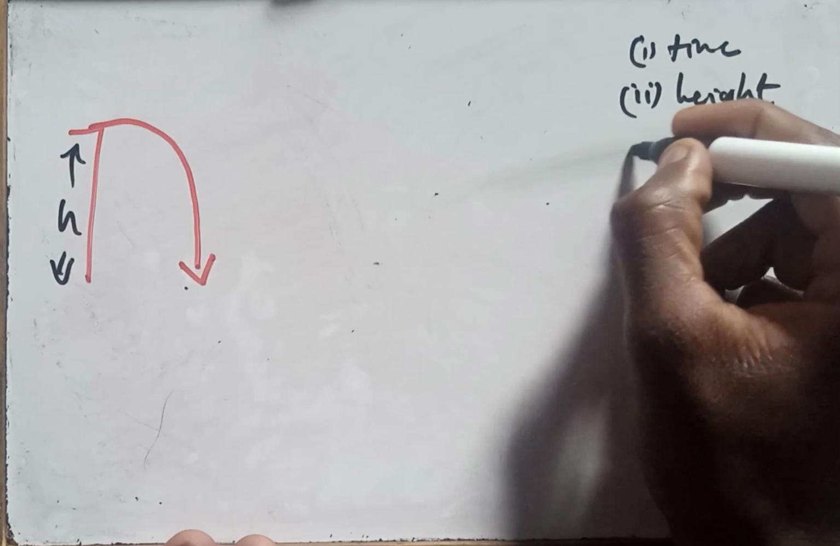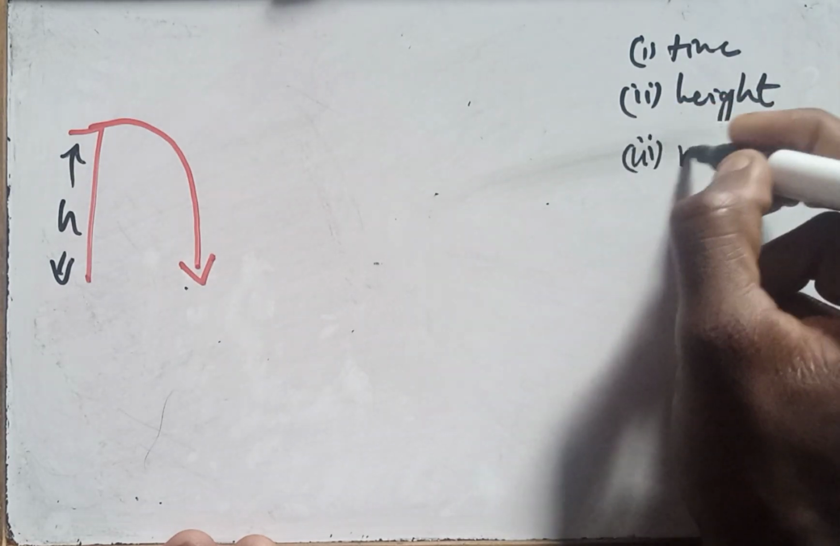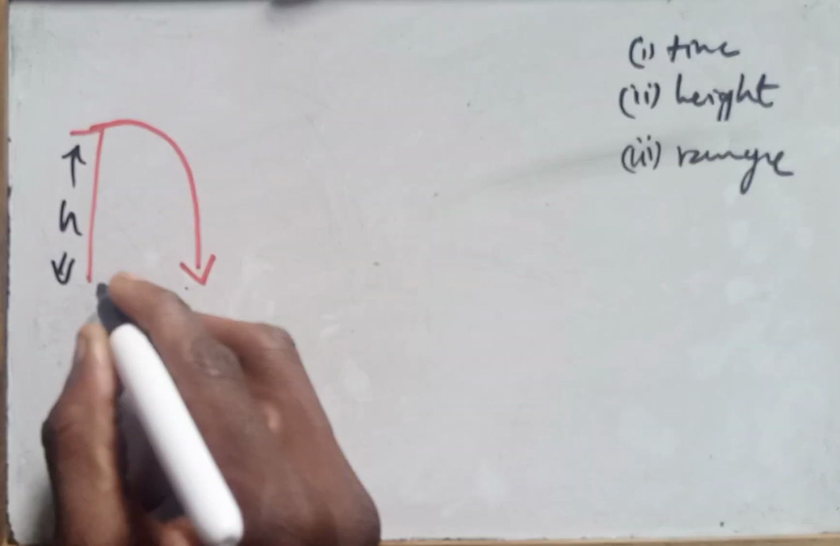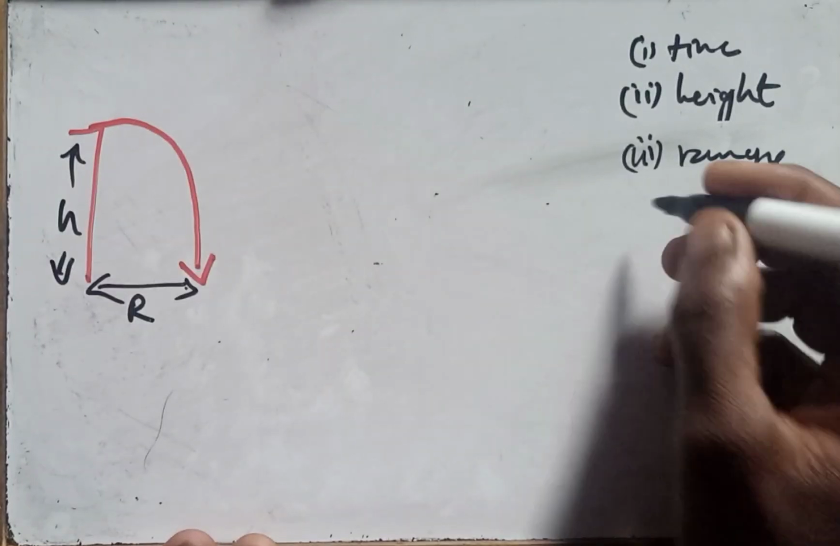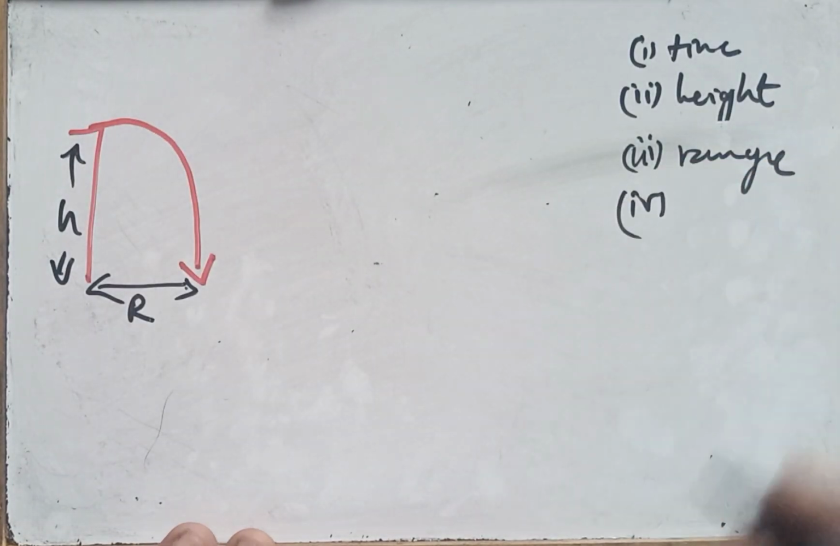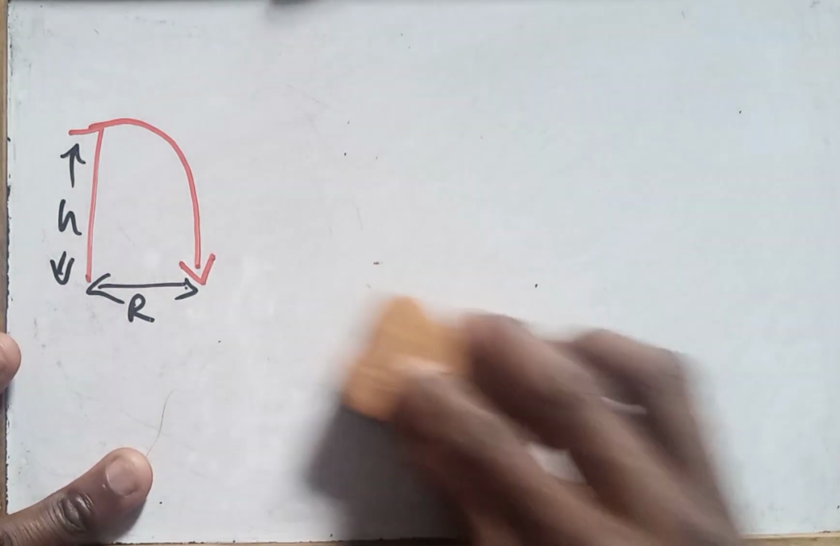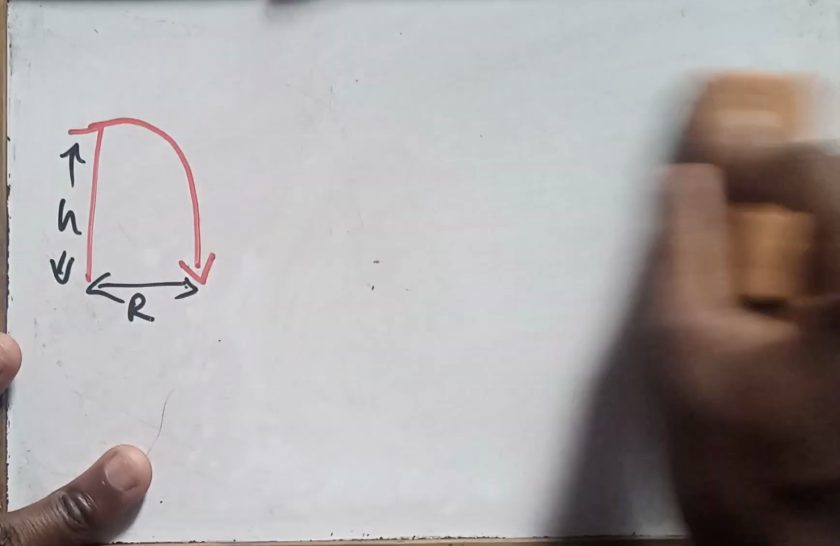Apart from the height, you'll also be asked to find the range, which is the horizontal distance, this distance. And apart from the range, you'll also be asked to find the speed the ball was moving at before hitting the ground. And apart from that, you'll also be asked to find the angle. So let us look at what equation we have to use when we have been told to calculate the height.